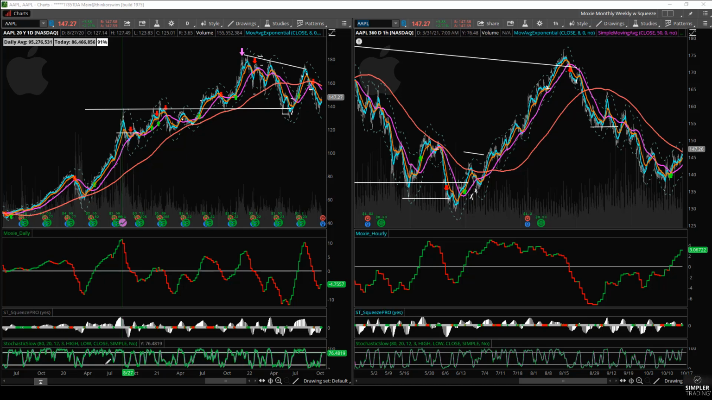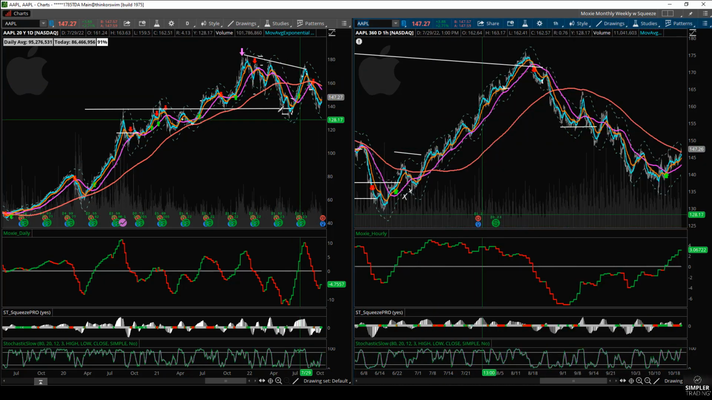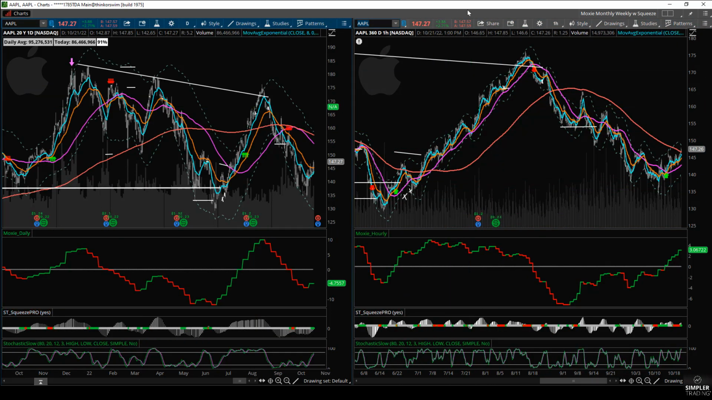It is, let's see, October 21st, Friday, when I'm recording this, and I wanted to show you guys a few things on Apple that really help demonstrate the Moxie Indicator and how it works. This has just worked out very, very beautifully for both the up and the down trend. And so if you guys are new or haven't seen the Moxie Indicator before, here's some pretty good examples.